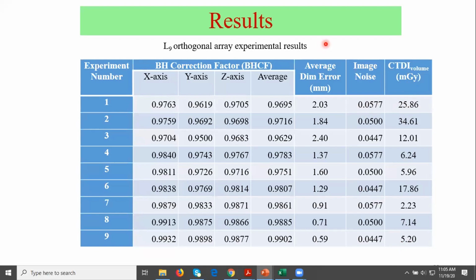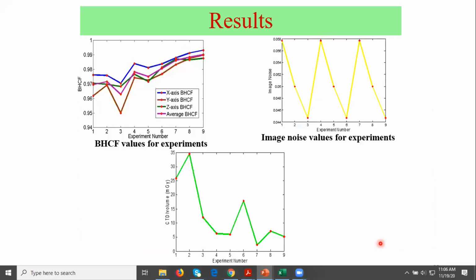We can observe that in this case the image noise is repeating, 0.057, 0.055, and once again it repeats here. Only the tube current is changing among the parameters. That's why it is repeating in this case.